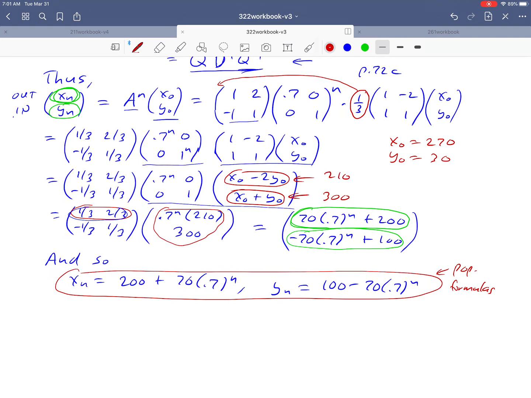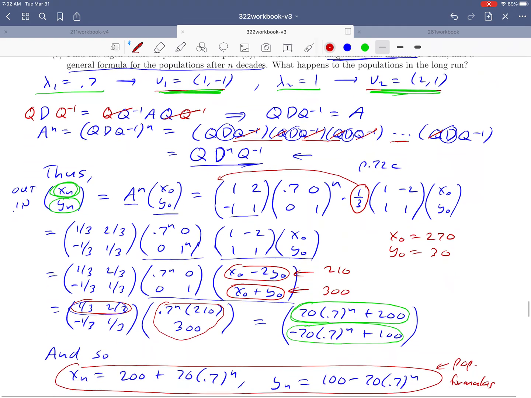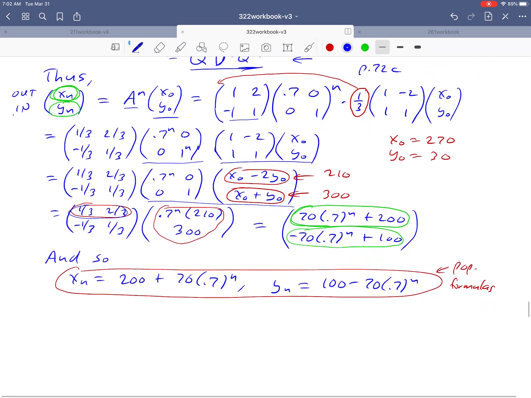Okay, well, how are we doing with the questions they asked? I think that was a big piece that we just did. Let's scroll up and see if maybe there were some other things they wanted. Okay, and what I see is they also wanted to know what happens to the populations in the long run. We have not answered that question yet.